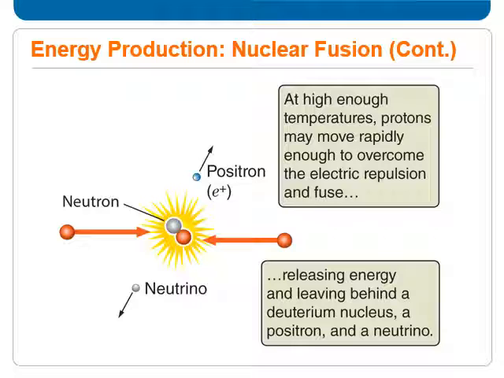to fuse. When two protons fuse, they create a deuterium nucleus, plus a neutrino and a positron. A deuterium nucleus is one proton plus one neutron bonded together. A neutrino is a very light particle that does not interact well with other matter, and a positron is an anti-electron. It has the same mass as an electron, but the opposite charge, and when an electron and positron collide, they annihilate each other and release energy.